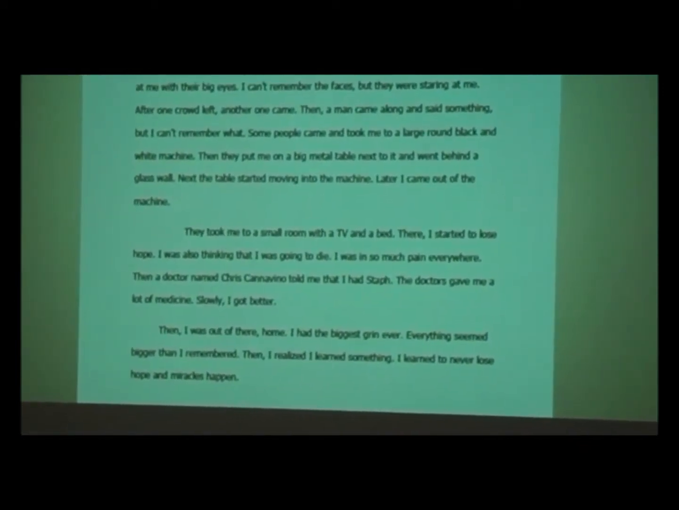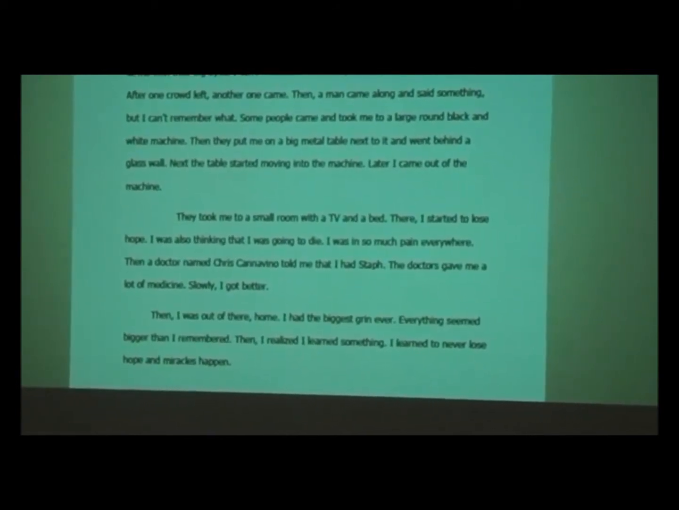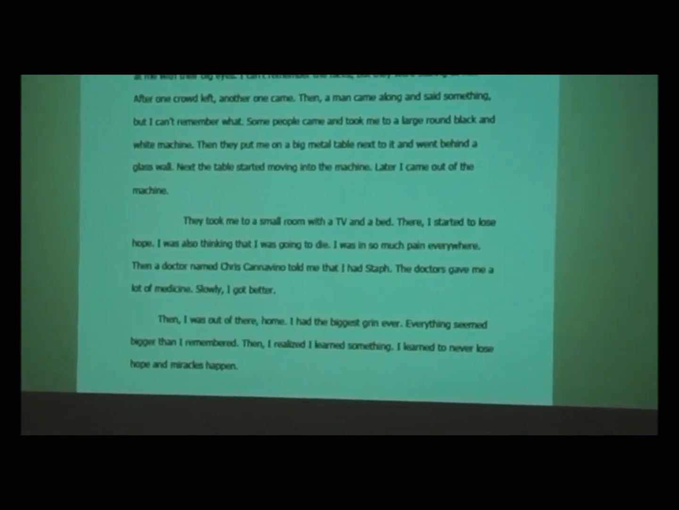Next, the table started moving into the machine. Later, I came out of the machine. They took me to a small room with a TV and a bed. There, I started to lose hope. I was also thinking I was going to die. I was in so much pain everywhere. Then a doctor named Chris Canavito told me that I had staph.